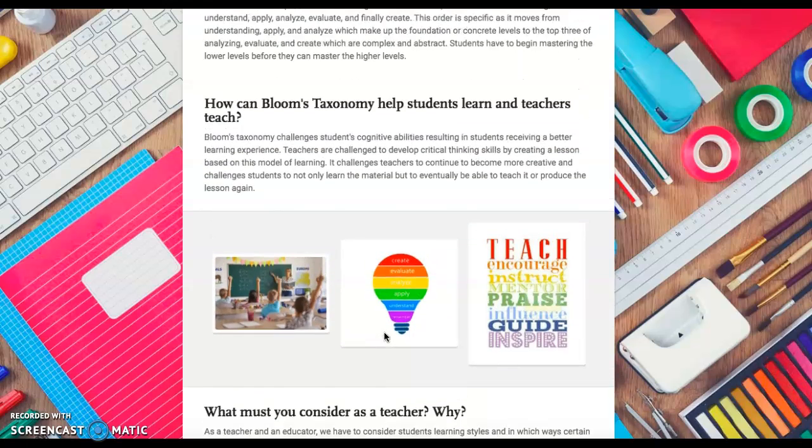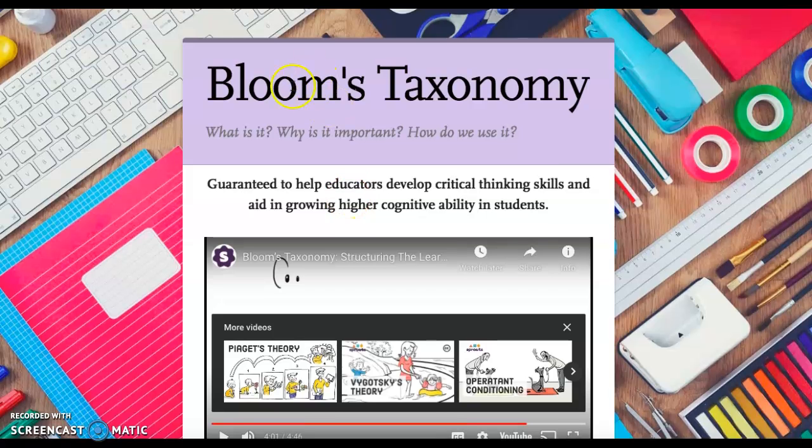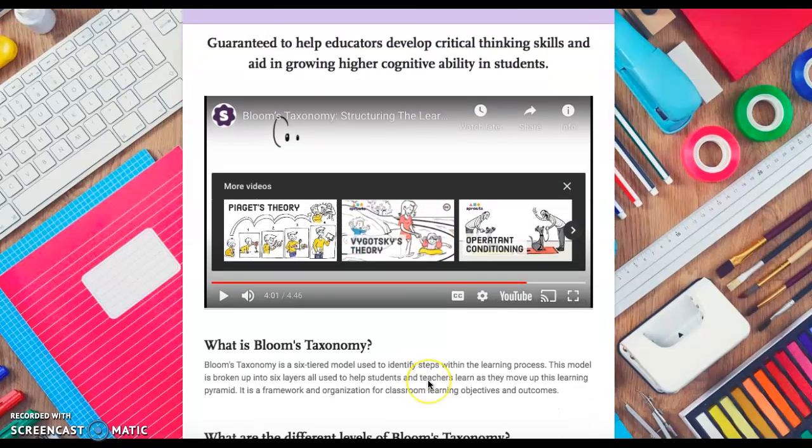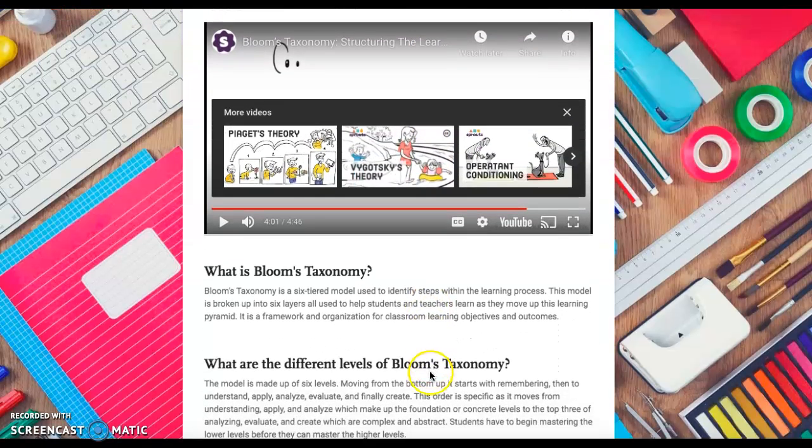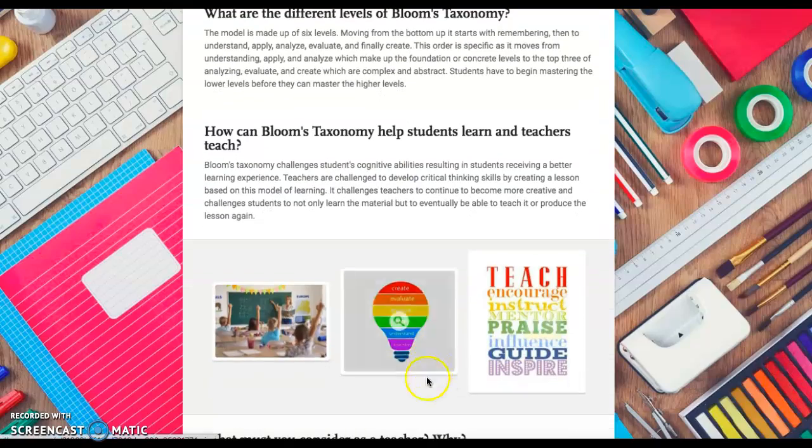So this was the Some More I created regarding Bloom's taxonomy, which is something we learned in this class. So it demonstrated my understanding of Bloom's taxonomy and why it's important.